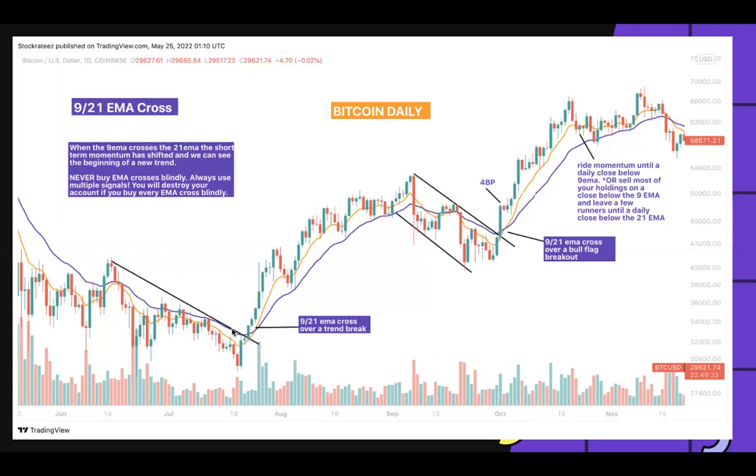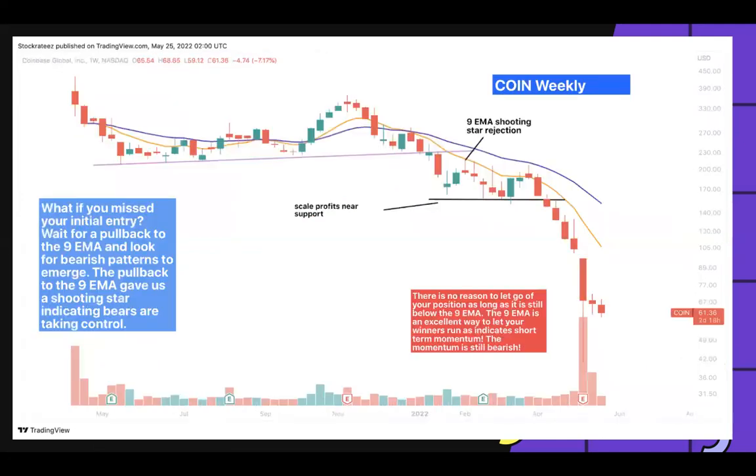Sometimes you want to even get in before the cross. You can anticipate it curling. All right, see this area right here? There's just not really any trending action. It's kind of in a range. And then we got this 9/21 EMA cross, and then it pulls back to the 9. You get a shooting star here. And then you could have gone short and then hold until the 9 EMA is reclaimed. So that's a good way to enter on a pullback.